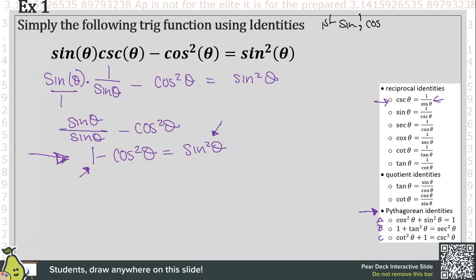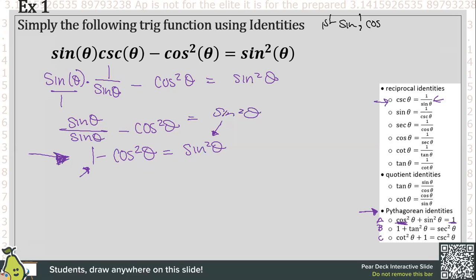So hopefully you said A, and in this case, A has the cosine, right? The sign is changed, positive, negative, and 1. Okay, we're not going to rely on the right hand side, which is sine squared theta, because we don't know that yet. We wanted to equal that, but as of right now, we're looking at the left hand side.